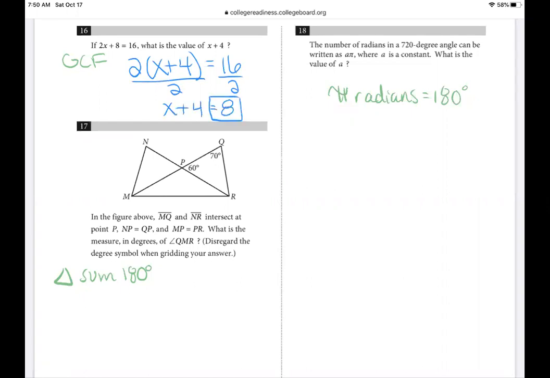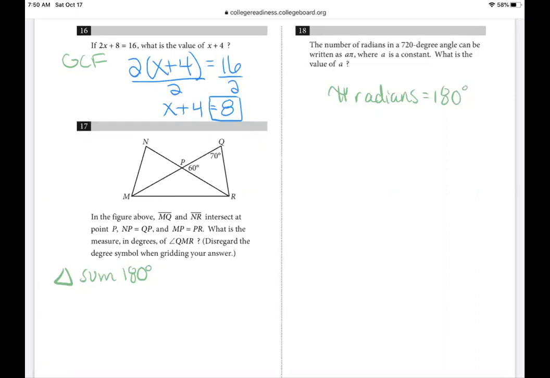So these are the grid-in problems that you provide your own answers. Please see the video linked in the description for more information on putting in your own answers for these non-multiple choice. For number 17, first thing was vertical angles are equivalent or equal.